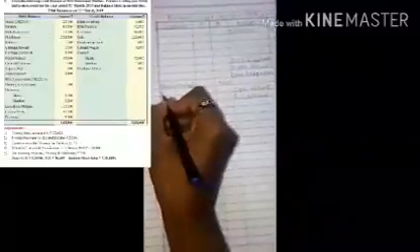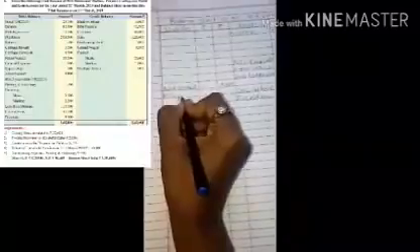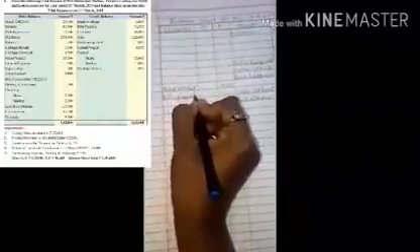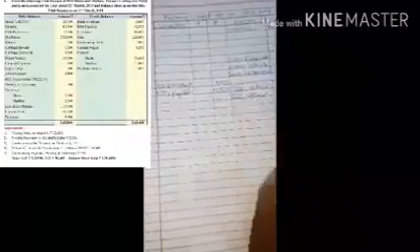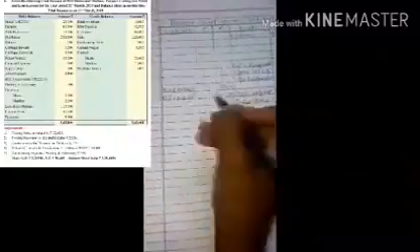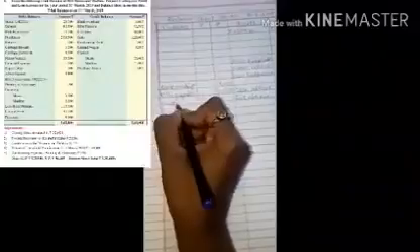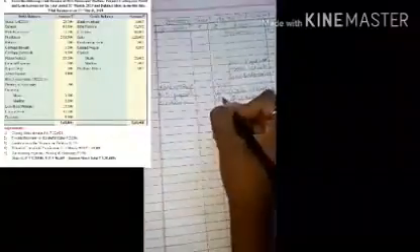Next item is bills payable, balance sheet liability side, bills payable, outer column 12,500. Next item is creditors, again balance sheet liability side, creditors, outer column 68,000. Amount of creditors is 68,000.